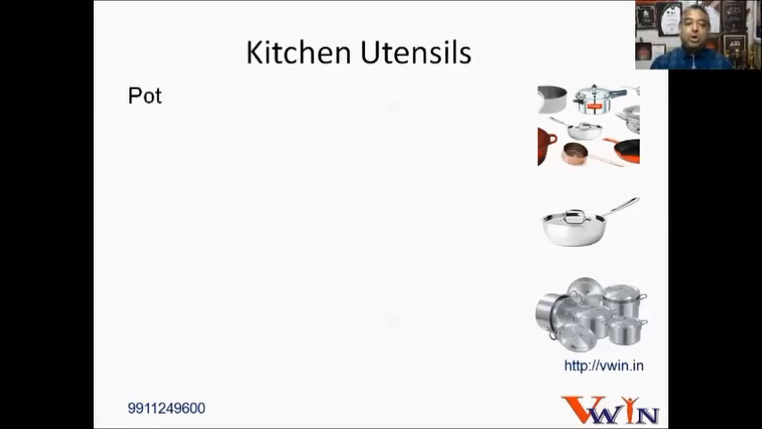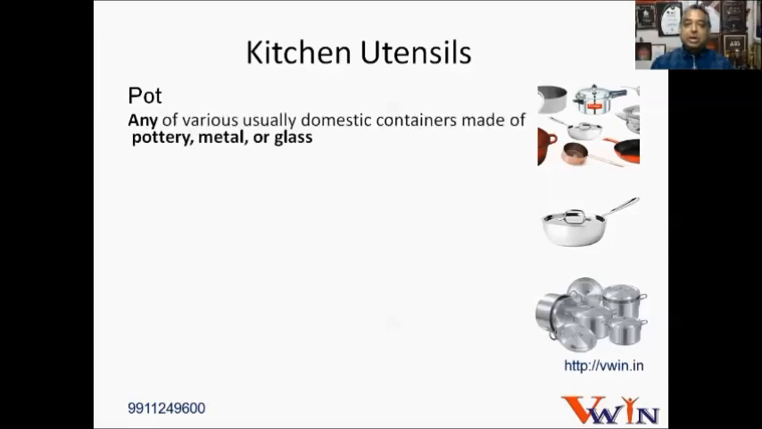So, for example, pot. Now, pot is any kind of container which is used in the kitchen, and it could be made of anything. It could be made of pottery, metal, or glass. मिट्टी का हो सकता है, glass का बना हो सकता है, metal का हो सकता है, and it is any container. Container means जो किसी चीज को contain करता है, कोई चीज उसके अंदर रखी जा सकती है. So any domestic container used in the kitchen, that is pot.